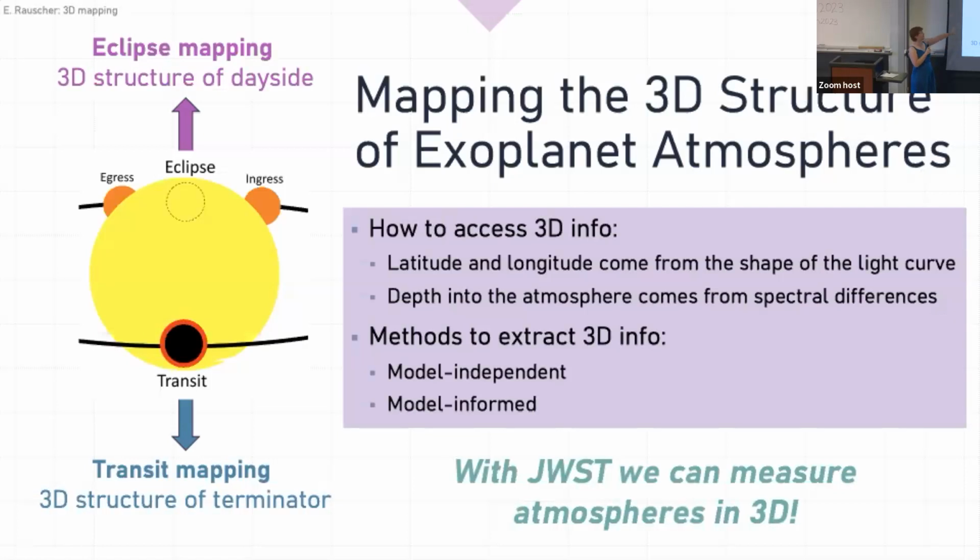I'll leave you with the point that we love transits and eclipses. It's the same sort of ways that we access the information and need to think about extracting the information. And JWST finally means that we're really making 3D maps of exoplanet atmospheres. Thank you.